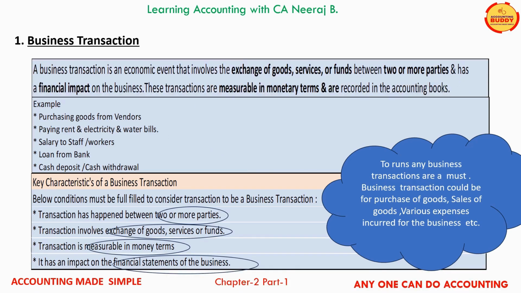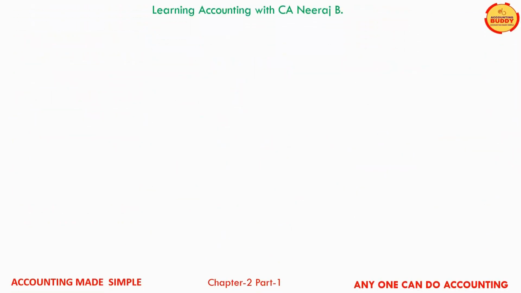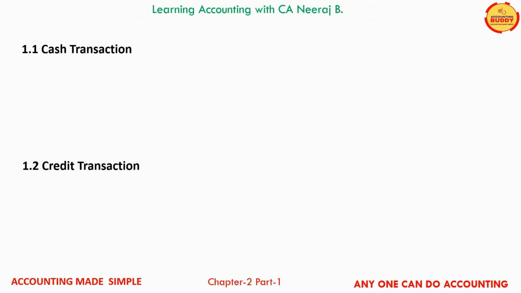Therefore, we can conclude that a business transaction is an economic event that involves the exchange of goods, services, or funds between the two parties and has a financial impact on the business. These transactions are measurable in monetary terms and are recorded in the books of accounts. A business transaction can be classified into cash transaction and credit transaction.